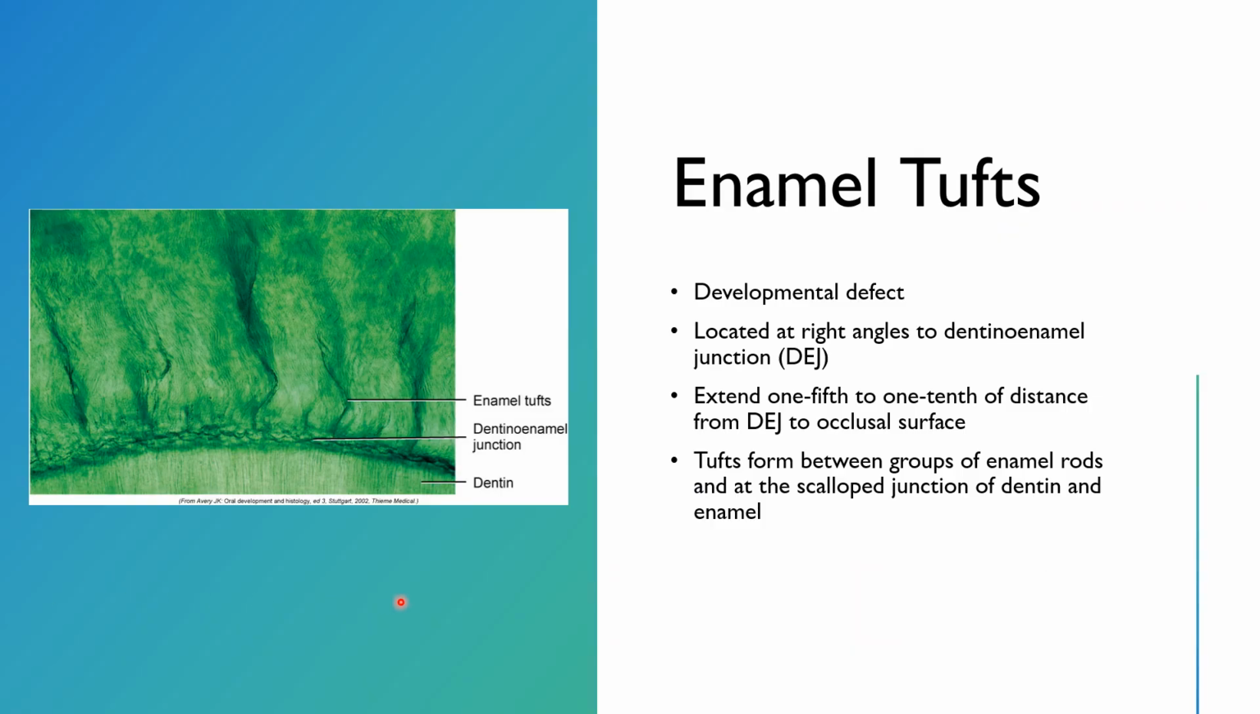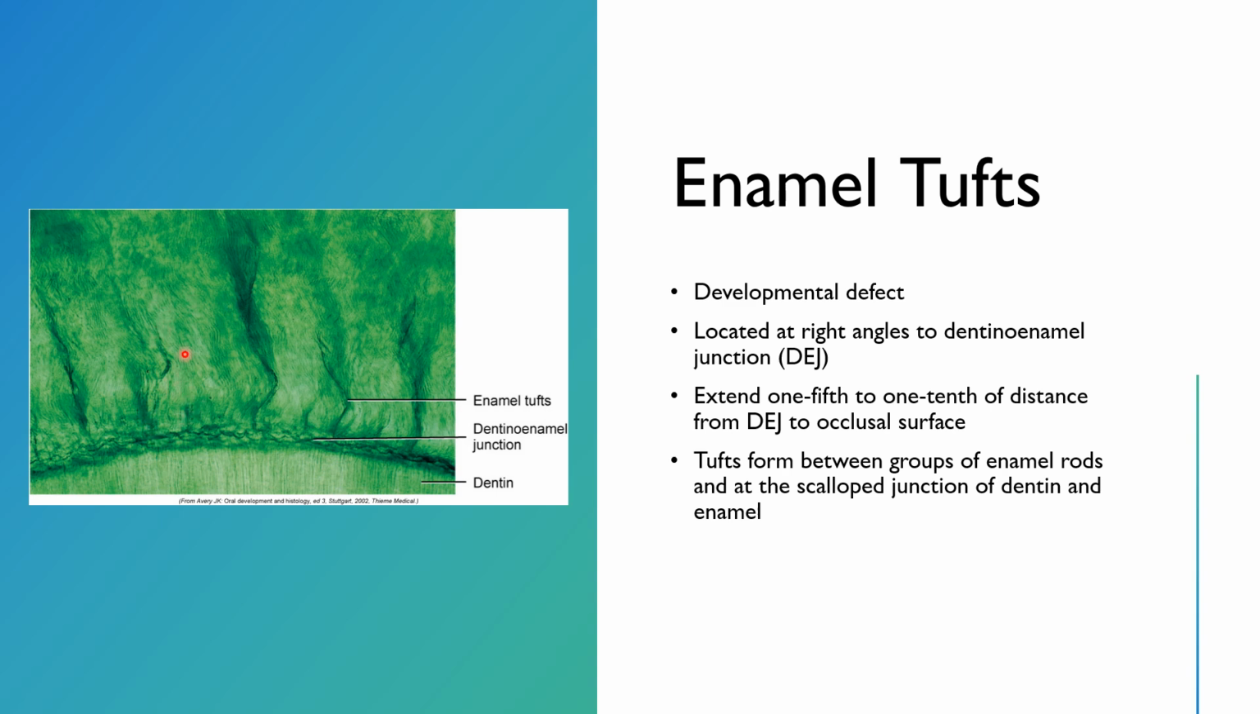Now we also have another really interesting structure called enamel tufts. This is a developmental defect located right at the DEJ, and tufts form at right angles to the dentino-enamel junction. In this picture, the distinct line that we see here is our dentino-enamel junction. And these enamel tufts are little extensions that almost look like little puffs. Think of them as little squiggly lines here.